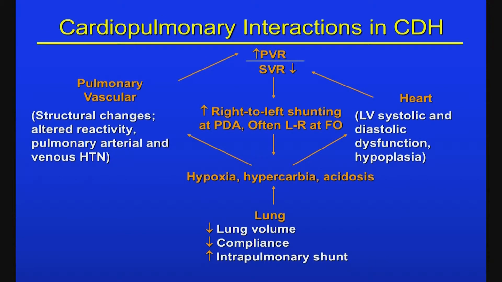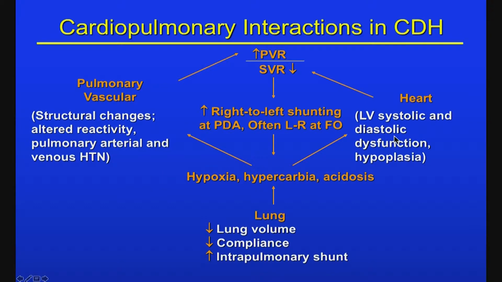So if we think about the cardiopulmonary interactions in diaphragmatic hernia, of course, there is this key component of right-to-left shunting at the ductus and at times the foramen ovale, which is related to a relatively higher PVR to SVR. This is caused in part by decreased lung volume and lung hypoplasia in CDH, with decreased compliance and an intrapulmonary shunt, but also the pulmonary vascular structural and functional changes leading to severe pulmonary hypertension.